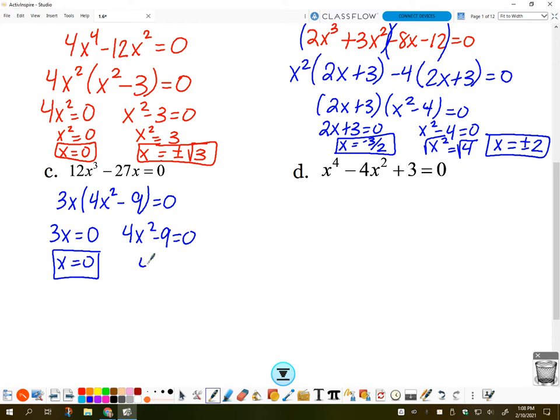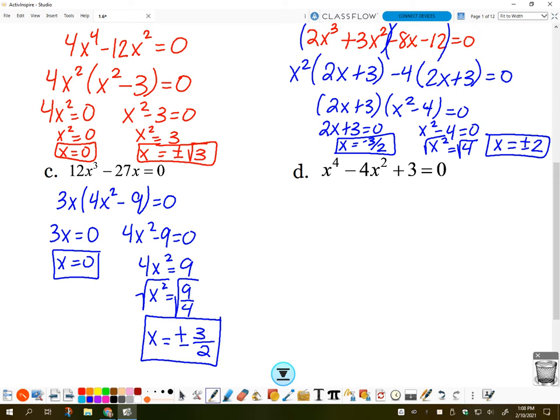Here we're going to add 9, divide by 4, and then take the square root. So remember, we can take the square root of the numerator and the denominator separately. We need plus or minus the square root of 9, and the square root of 4 is 2. So we got positive 3 halves, negative 3 halves, and 0. All right, so next we have 3 terms, so we're going to guess and check.